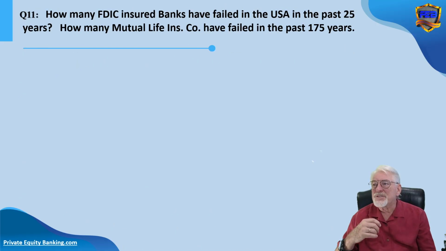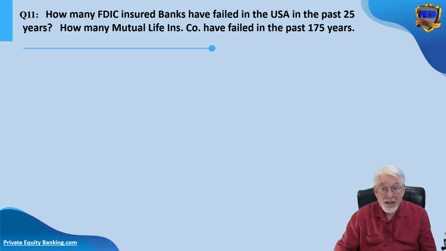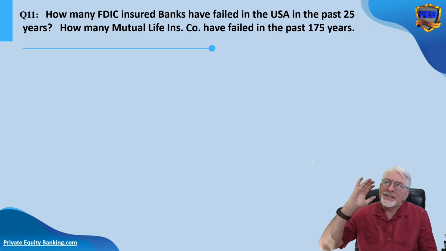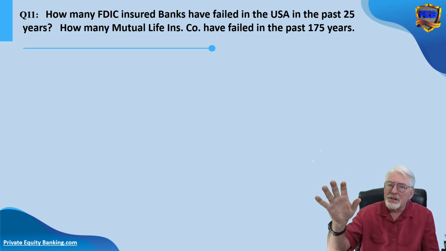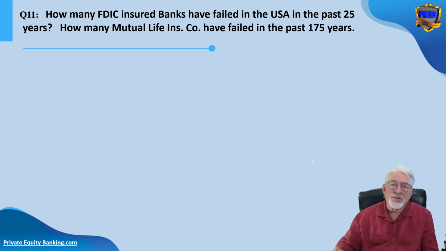All right, the next question, number 11. How many FDIC insured banks have failed in the United States in the past 25 years? How many mutual life insurance companies have failed in the past 175 years? That's a fair comparison, right? The last 25 years versus the last 175 years. Again, it's because I get the question all the time, well, how safe is putting my money in an insurance company if I don't have FDIC insurance?